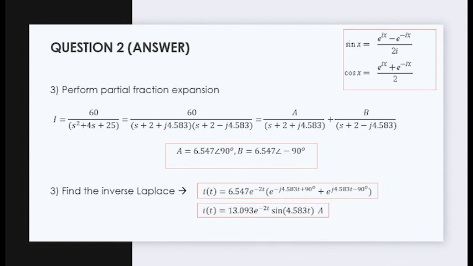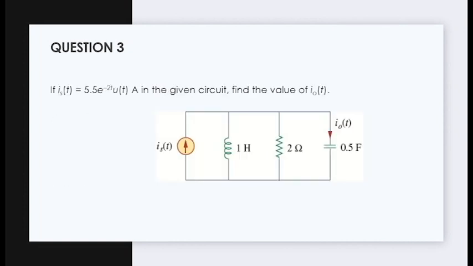And the final answer is 13.093 e to the minus 2t sine 4.583t. Question 3 wants you to solve for the I0 of t in the given circuit.